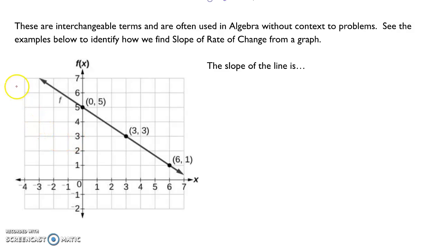Start on the left. We read from left to right. I'm going to go through my line left to right, and I see the first ordered pair I have is here. The second ordered pair I have is here. I want to read my vertical change divided by my horizontal change. So I can just count that out.